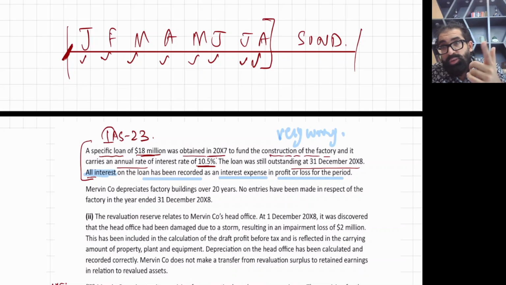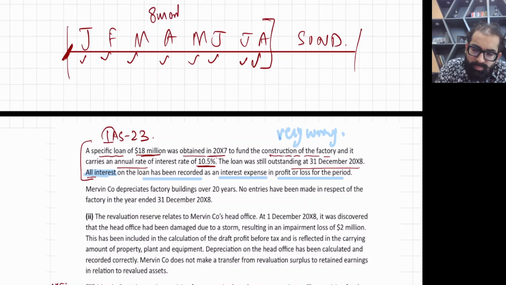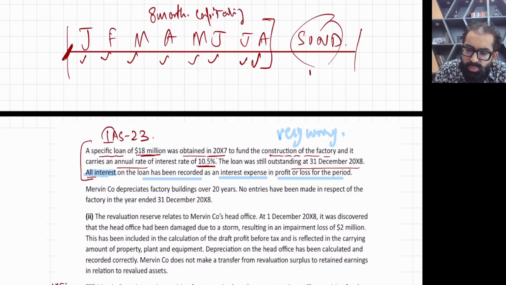So once the construction is completed, under the rules of IAS 23, you stop capitalization. So for 8 months you should capitalize, and yes, these 4 months should go in P&L. 4 months' expense should go in P&L. But now what they have done, they have booked all the interest in P&L. So that's wrong.